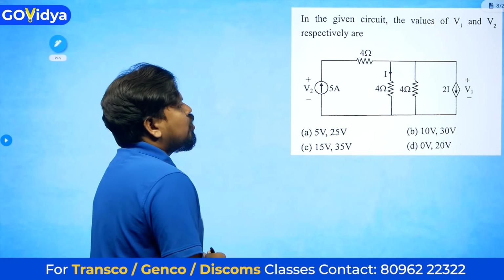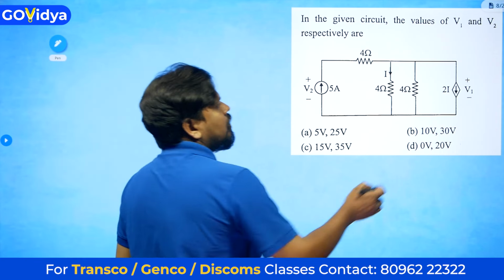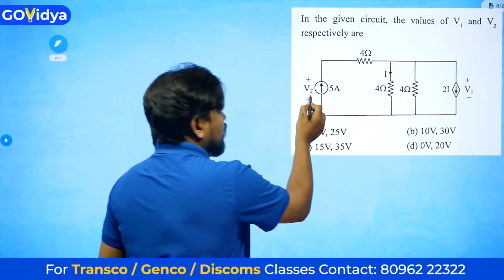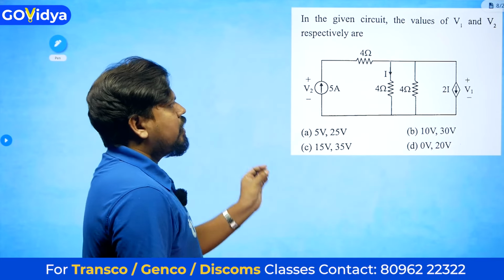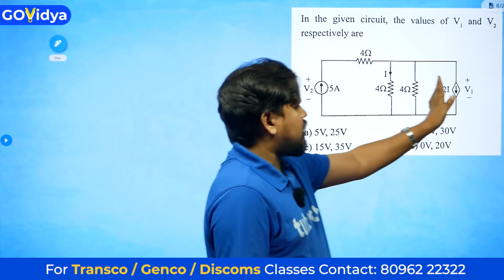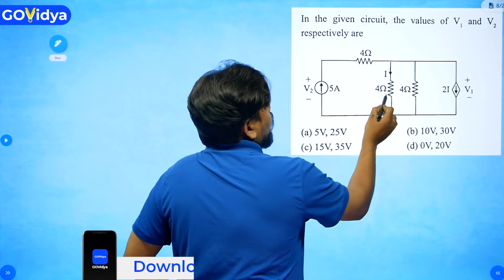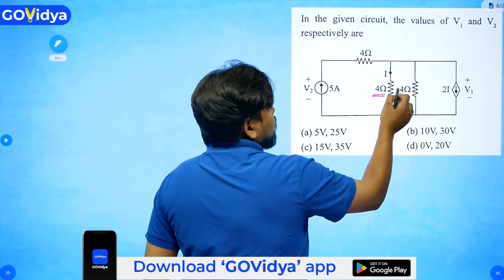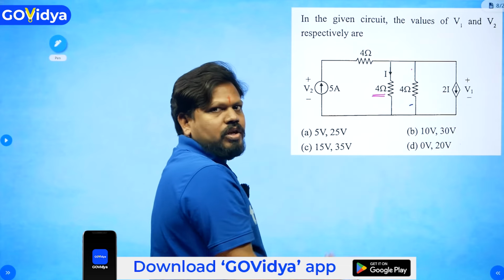So they are asking about the V1 value and V2 value. Where is V1? V1 is here, V2 is here. So that means across the two current sources, we need to have the voltages. One side voltage and another side also voltage we need. You observe one thing here: 4 ohms is there, I current is going, and the same 4 ohms, another one is there. There is no other branch, definitely.